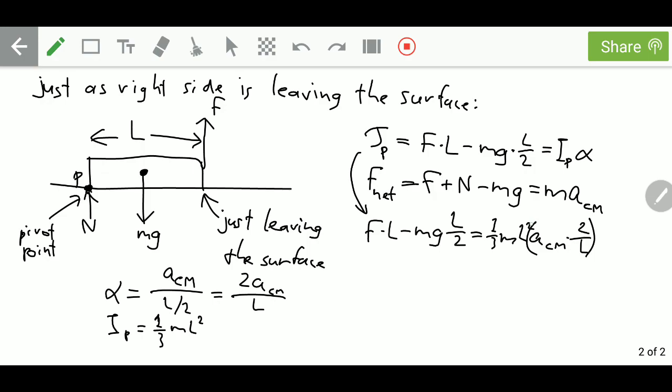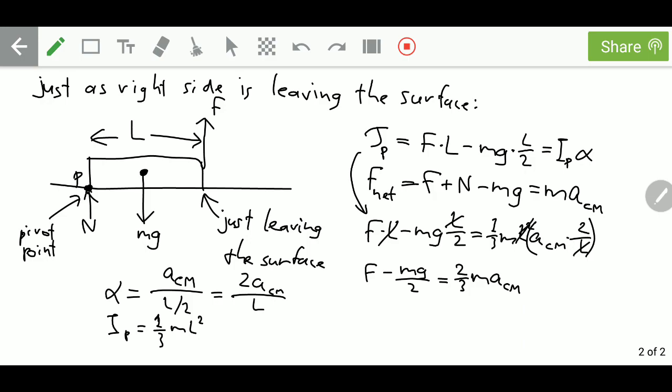Now we're going to get some cancellation. This L squared will cancel with L to just make L. And then every term actually has exactly one power of L, so that goes away. Let's rewrite it to make it a little cleaner: F minus mg over 2 equals 2/3 m times the acceleration of the center of mass.